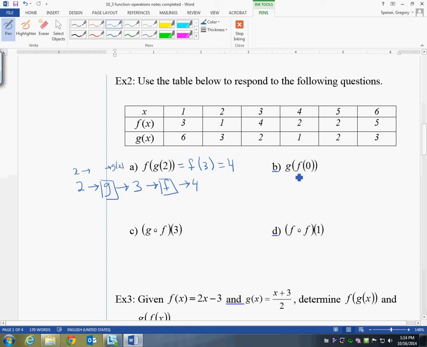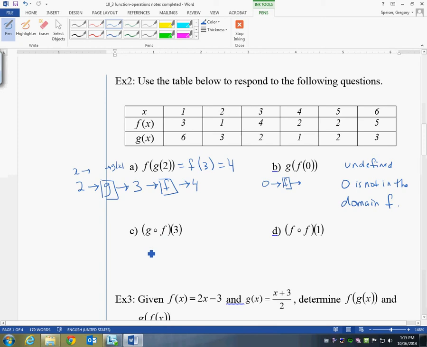Well, let's try b here. So now my inner function is f. So I'm going to take a 0 and plug it into f. So this is my x value, and my f of x comes out. So if I look at 0 for x, there is none, right? So this is not in the domain of f. So I would say undefined. Okay, so 0 is not in the domain of function f. So undefined would be my answer.